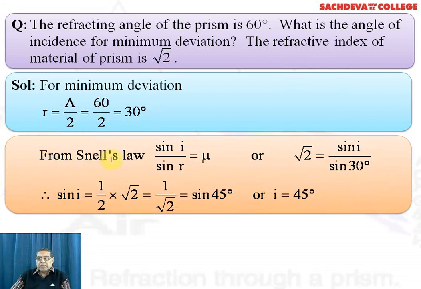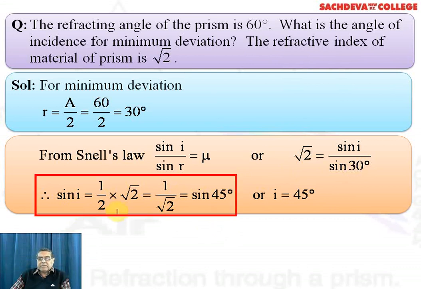Now, using Snell's law, mu is equal to sine i over sine r, and the refractive index is given as root 2. So root 2 is equal to sine i over sine 30. Sine 30 can be taken as 1 over 2, so 2 will come in the numerator. We get the equation root 2 equals 2 sine i. From this, sine i is equal to 1 over 2 into root 2.